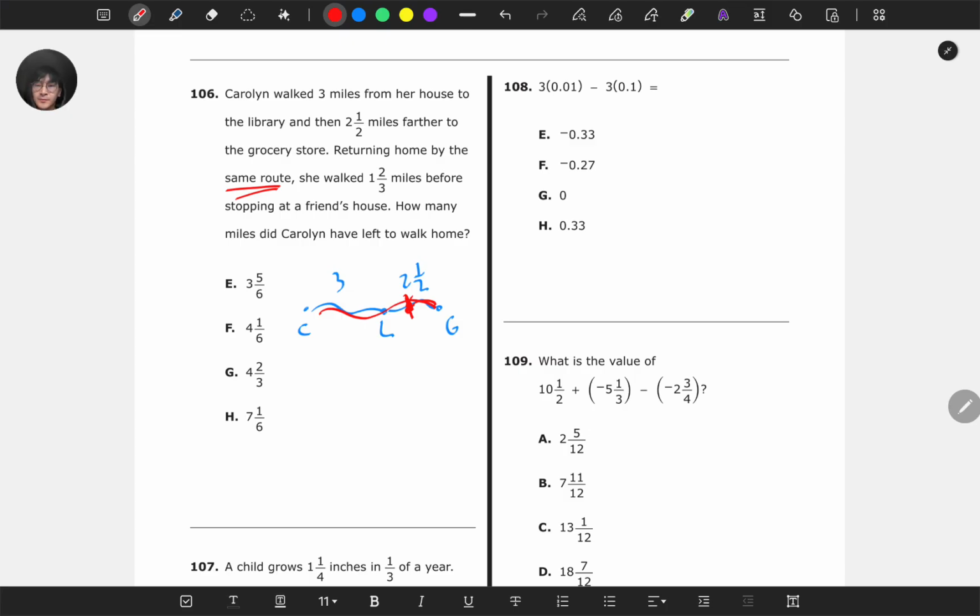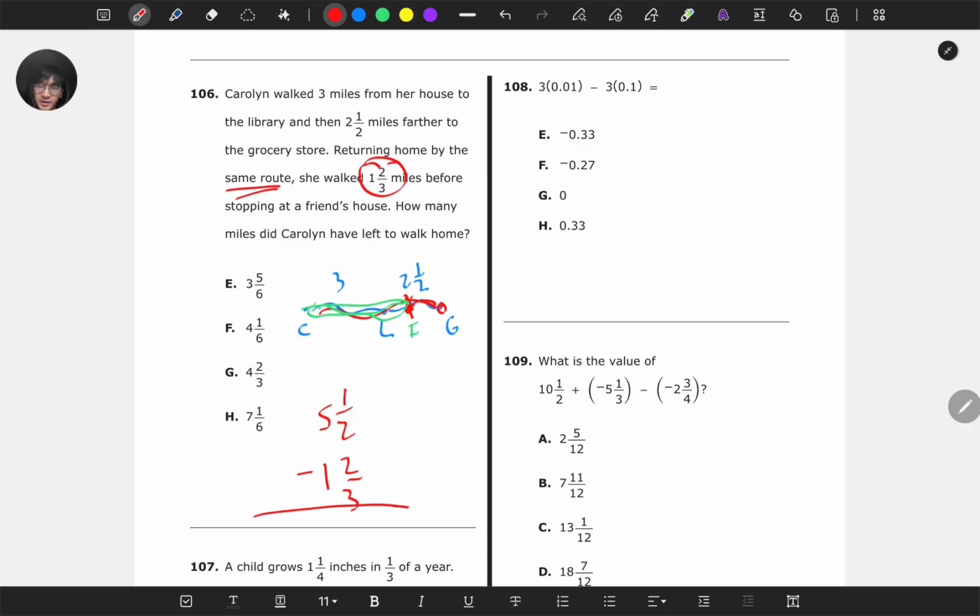So to get from her house, C, to G, the total is just going to be 3 plus 2.5, right? Which is 5.5. Okay? That's when she hits G. Then she returns home, and somewhere along that path, it's the same path, she walks that much. So her friend is somewhere in between L and G, so we'll call that F, okay? But you don't need to know the details. You just got to do 5.5 minus 1 2/3, and if F is here, then the remaining is here, okay? Just look at the picture and think about it. All right, so then the answer is just going to be this. That's just the remainder amount of walking she has to do.